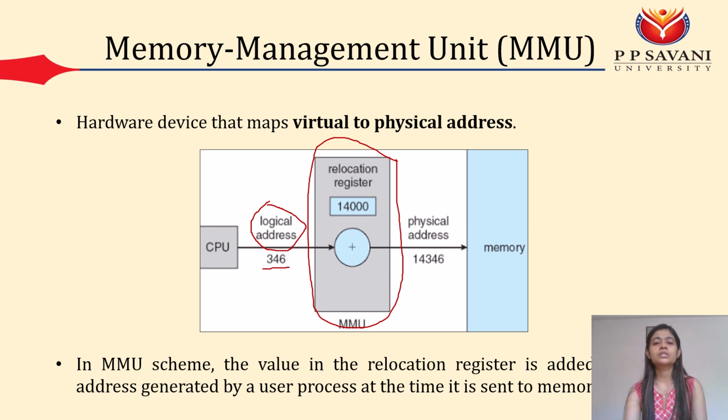MMU will take the base address from the respective registers, and that base address is going to be added to the offset which is generated by the CPU. The physical address is identified by the MMU, and that physical address is the actual location of the data in the memory.